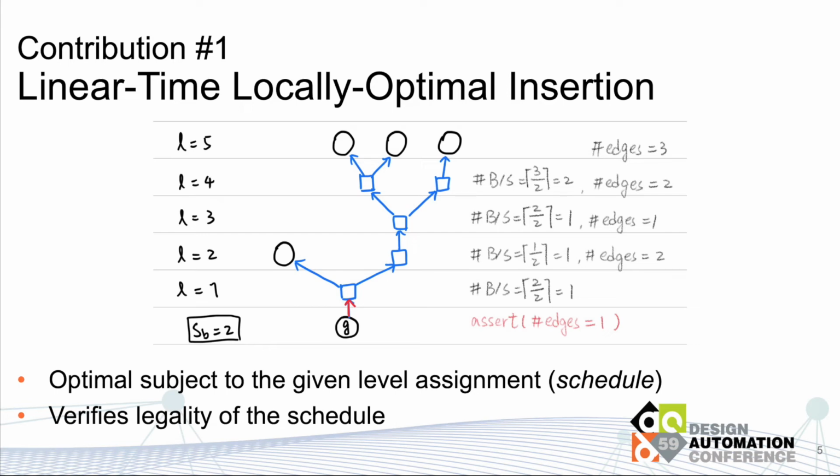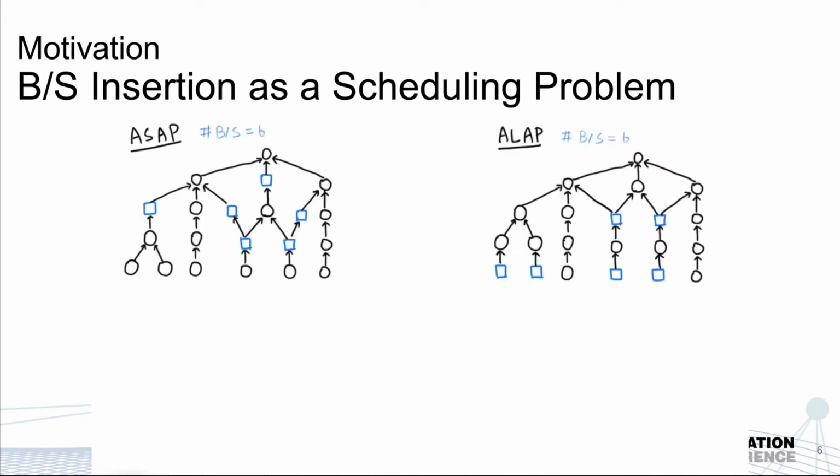But globally, how do we obtain a schedule in the first place? Well, obtaining an initial schedule is not difficult. For example, we can use the well-known as soon as possible scheduling, ASAP, or as late as possible scheduling, ALAP, to obtain a schedule in linear time. In this example, we can see that although ASAP and ALAP have different configurations, they both need 6 buffers.